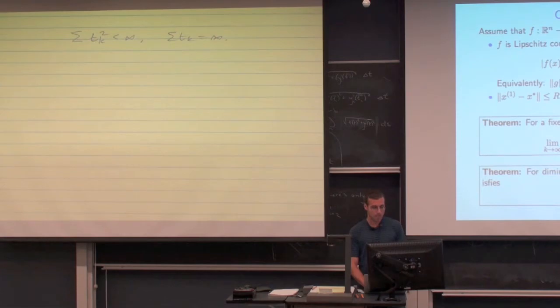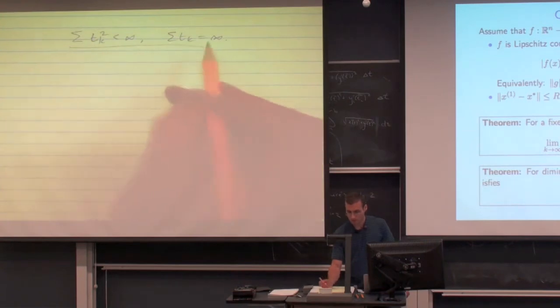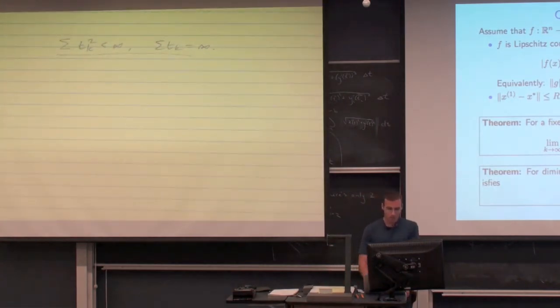But if the step size diminishes according to this prescription here, then we prove that in the limit we're going to get to a point whose function value is the optimum. Question?